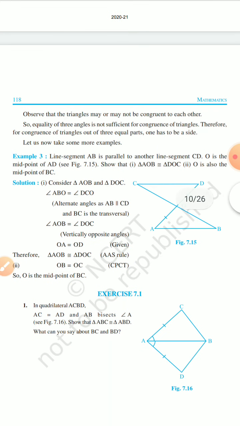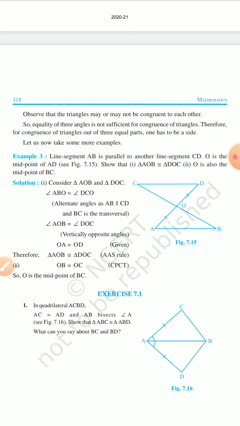So you can see in example 3, AB is a line segment which is parallel to another line segment CD, right? O is the midpoint of AD, means OA will be equal to OD. You have to show that triangle AOB is congruent to triangle DOC, right? And you have to also show that O is the midpoint of BC, right?